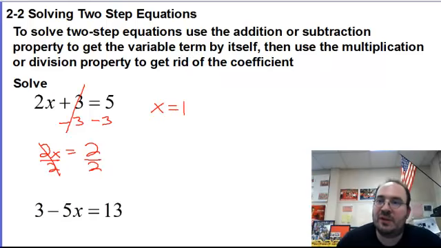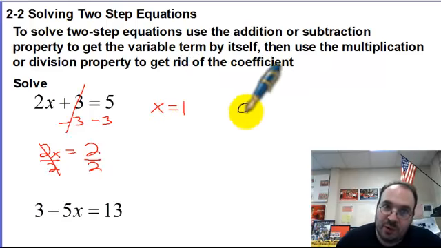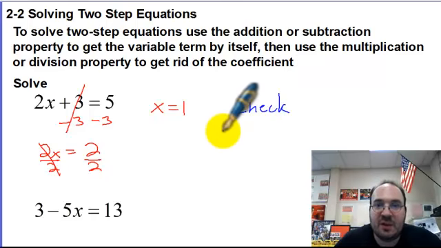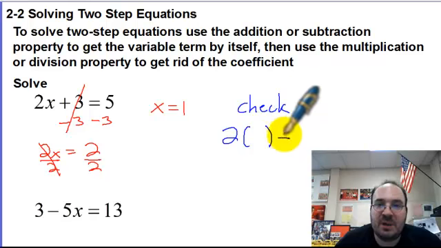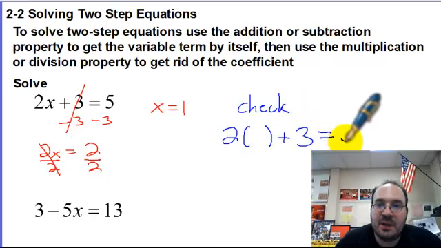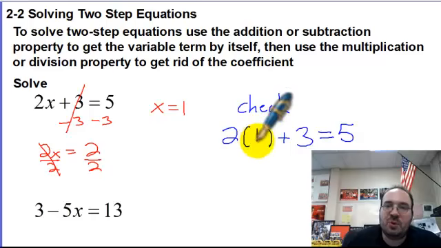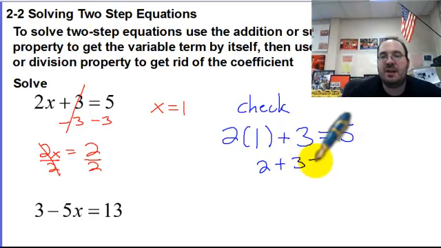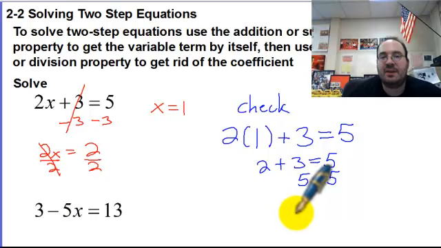And then, of course, we always want to check our work. What fun would things be if we didn't check our work, right? So I'm going to rewrite the original problem, but I'm going to leave a space there. And in that space, I'm going to put the 1. And I have 2 times 1 is 2 plus 3. And that gives me 5 equals 5.